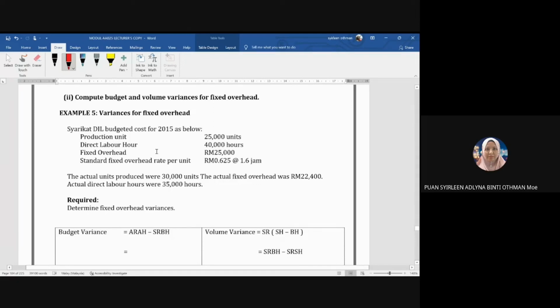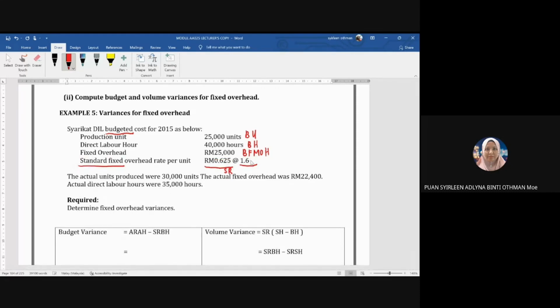Okay, so here the fixed overhead gives you the budgeted figures. This is the budgeted units produced. This is the budgeted hours. This is the fixed overhead. That means it gives you the budgeted fixed MOH. Alright. And then below this it gives you the standard figures. So you have 0.625. This is your standard rate. And 1.6, this should be hours, right. Alright, so 1.6 hours. This is your standard hours per unit.